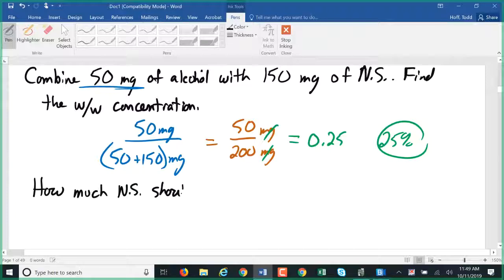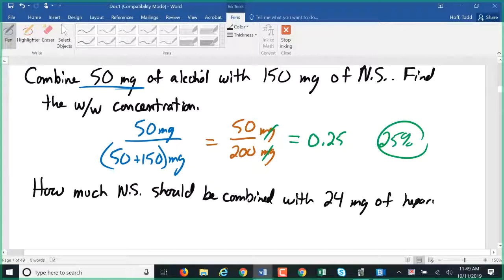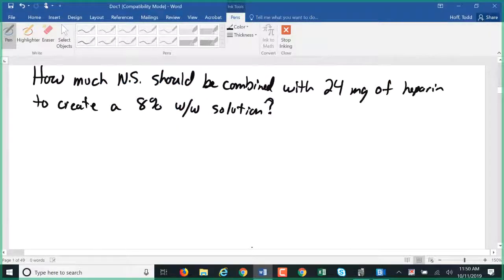So I might ask, how much saline should be combined with 24 milligrams of heparin to create an 8% weight in weight solution. I'll give you a minute to try to figure that one out here.